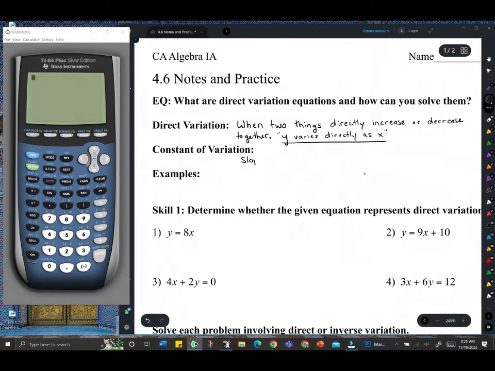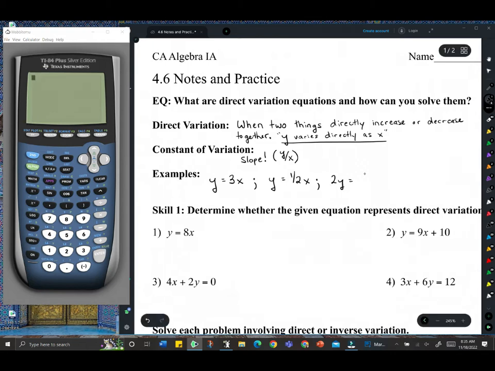What is special about direct variation is it has something known as the constant of variation, which is really just the slope. And the key thing is that it is y over x in these examples. So for example, you're going to see these examples of direct variation. Something like y is equal to 3x. That is direct variation. Y is equal to 1/2 x. That is direct variation.